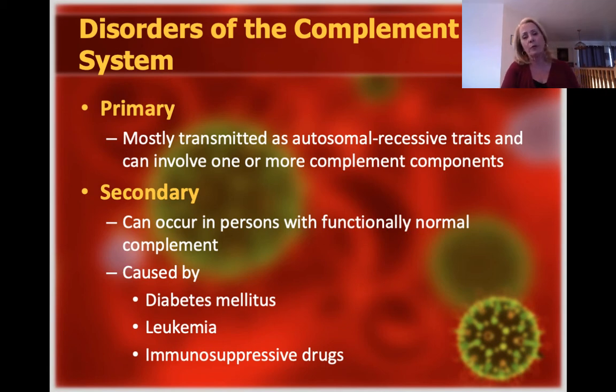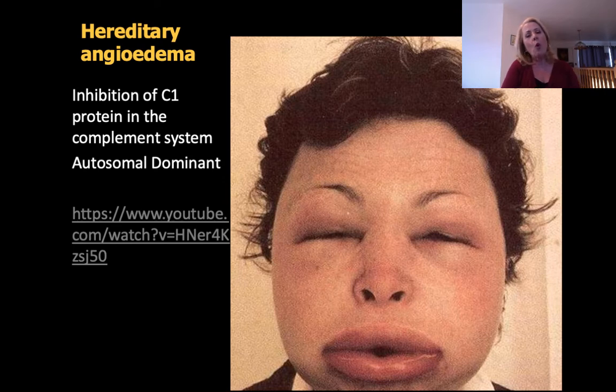So one of the proteins, which is C1, complement 1, has inhibition, and this is an autosomal dominant disease, and we call this hereditary angioedema. And you can see that what happens to these people is they have a lot of swelling when sometimes just the littlest things occur. So we're going to watch a little video on this.